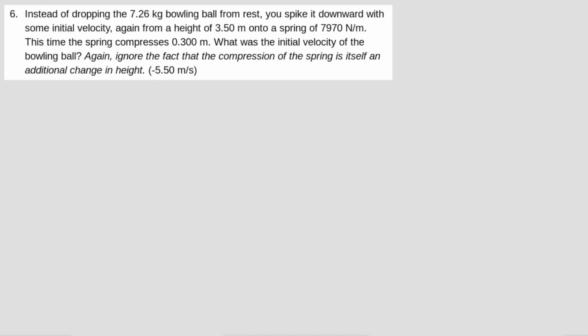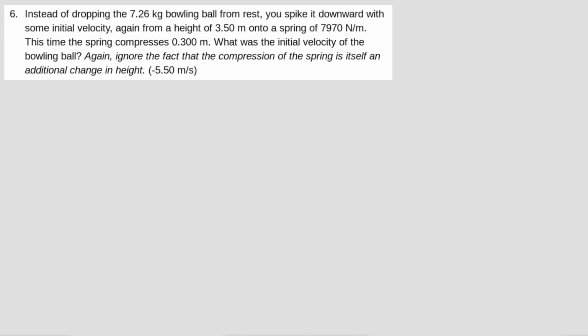Hello physics, here we are with Chapter 9, Homework 3, Problem 6. We've got a bowling ball, we know its mass. We're going to spike it downwards, so we're going to throw it down with some initial velocity from a height of 3.50 meters onto a spring. 7970 newtons per meter is the spring constant of that spring. And we know how much the spring is going to compress before it brings the bowling ball to rest.